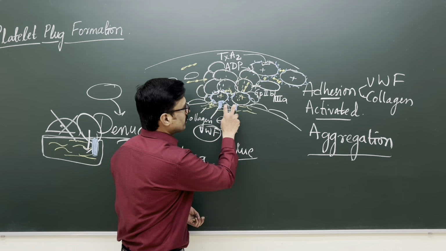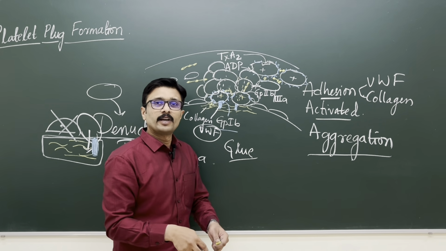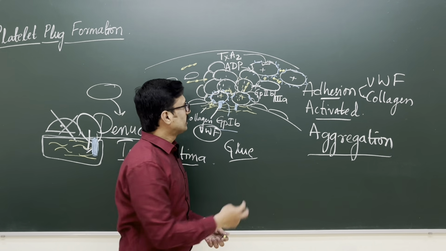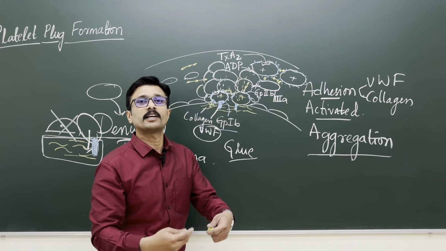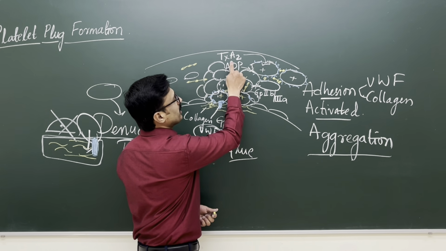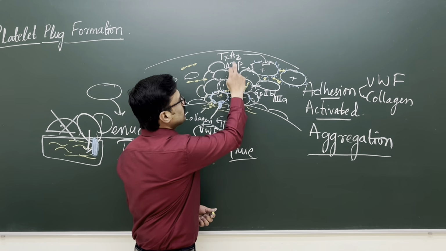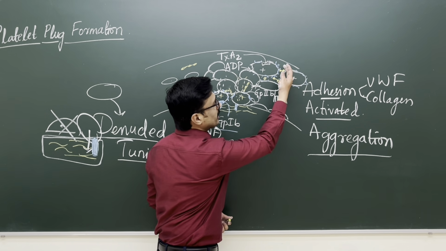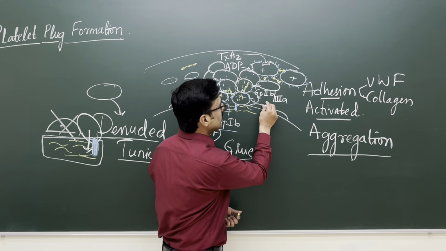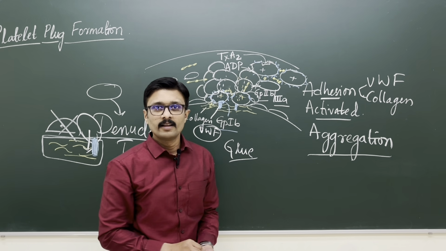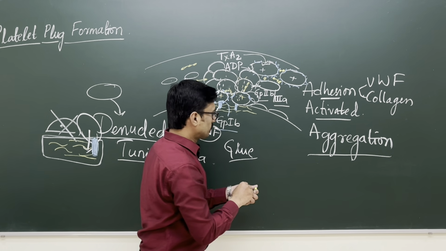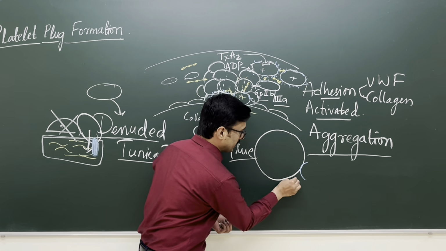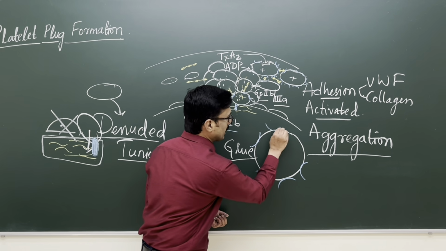Once these platelets are sticking, that is adhesion of platelets to the wall of the blood vessels, they get activated. They start releasing the contents of the granules, mainly ADP and thromboxane A2. These two can activate the neighboring platelets so that more and more platelets express their glycoprotein 2B3A. This glycoprotein 2B3A, which is usually present over the membrane, was in an inactive state.